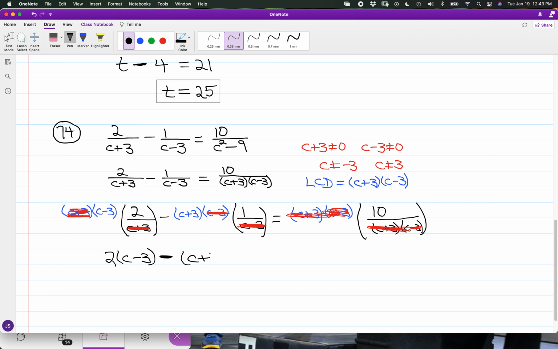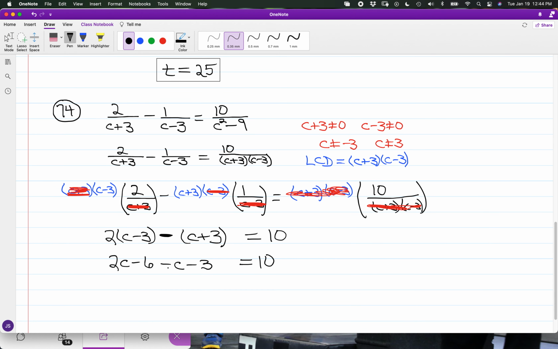It's with this second set of terms that I'm referring to being careful about the signs. On the right side, you have 10 left over. So you have 2 times the quantity c minus 3, which is 2c minus 6. And distributing the subtraction, like distributing negative 1 over the quantity c plus 3, we have a minus c and a minus 3, and that is equal to 10. Then gathering like terms together, 2c minus c becomes c, and negative 6 and negative 3 will be minus 9.